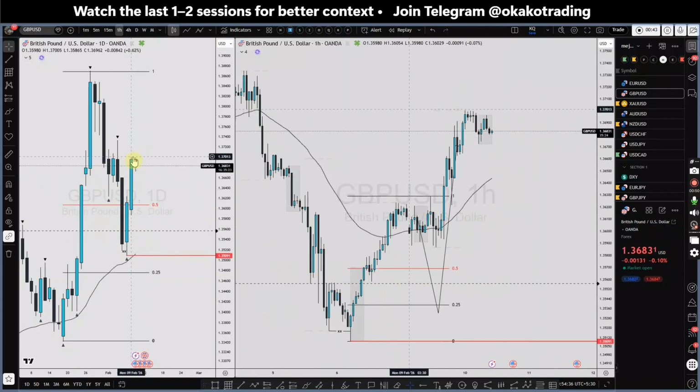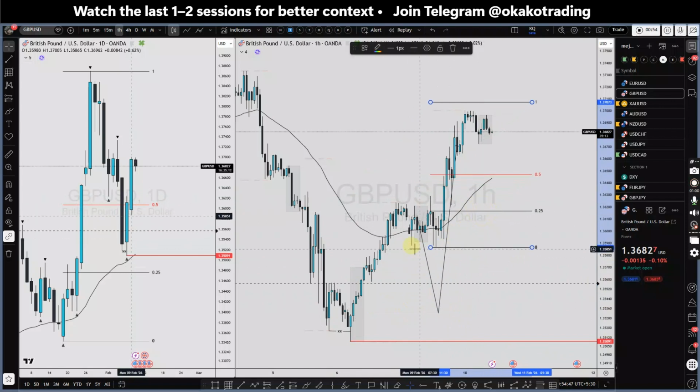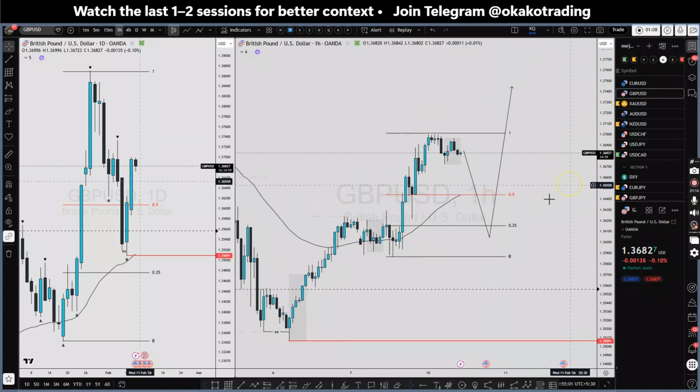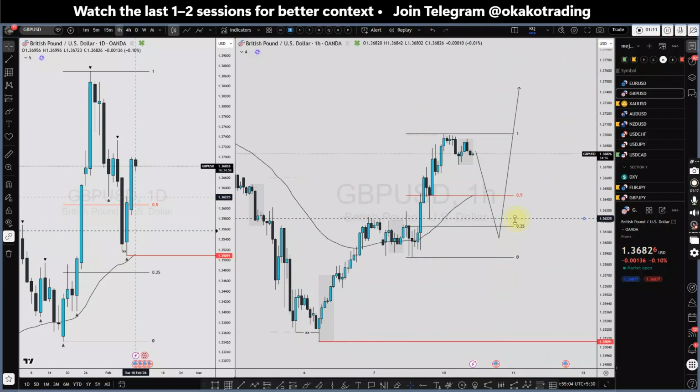GBP USD, the daily bias is bullish. It's highly possible that we're going to trade above the previous day high today. I was waiting for a deeper correction, but that didn't happen. And I can spot this liquidity sweep minor and then a break of structure. So this is what I'm gonna monitor next. I'm gonna place my alert at around this level.